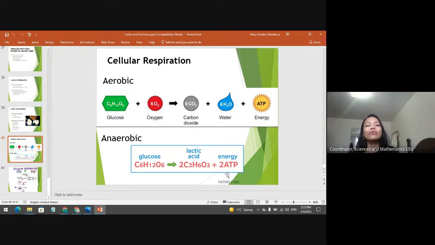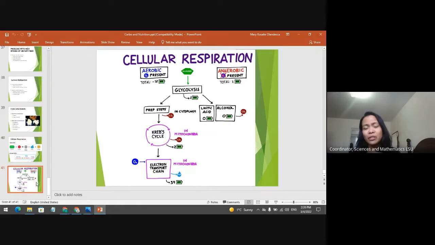For cellular respiration, I had given you this illustration also, wherein glucose will undergo glycolysis. For aerobic, there will be a total of 36 to 38 ATPs. And for the anaerobic, wherein oxygen is not present, there will be a total of 2 ATPs. It is 36 because two ATPs are used within the process here.